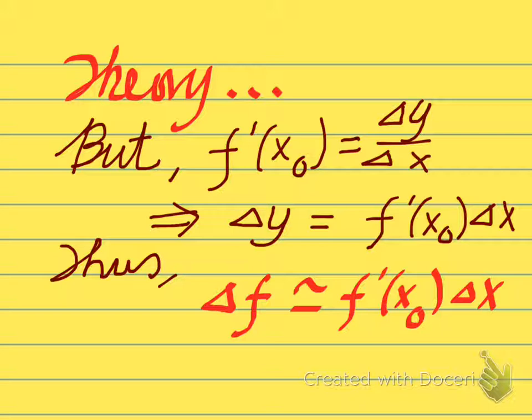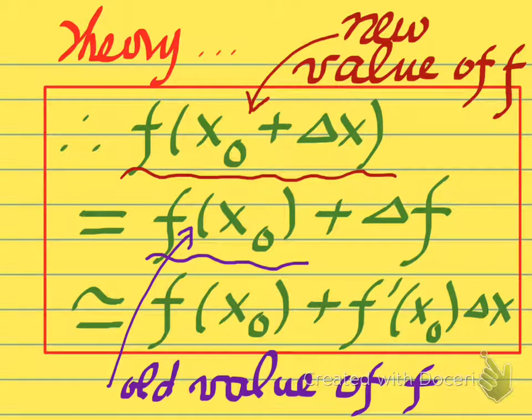But when we refer to the diagram in the second slide, we may find that the derivative of f at x equals x0 is equal to delta y over delta x, or rise over run. And this implies that delta y is equal to the product of f prime x0 and delta x. And since delta f is approximately equal to delta y, therefore delta f is also approximately equal to the product of f prime x0 and delta x. Can you follow, guys?